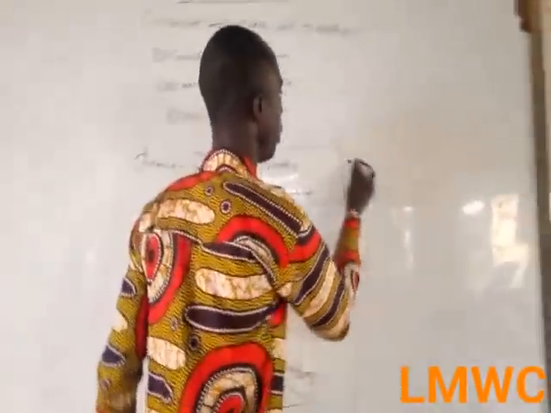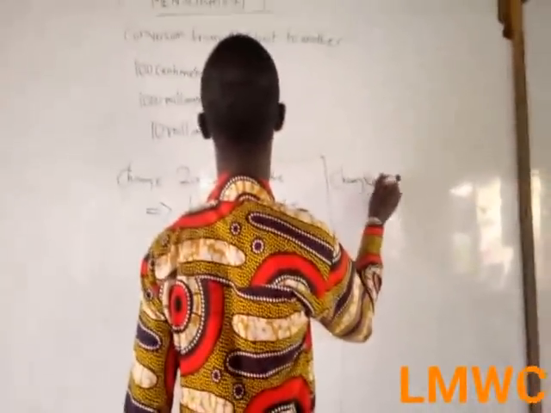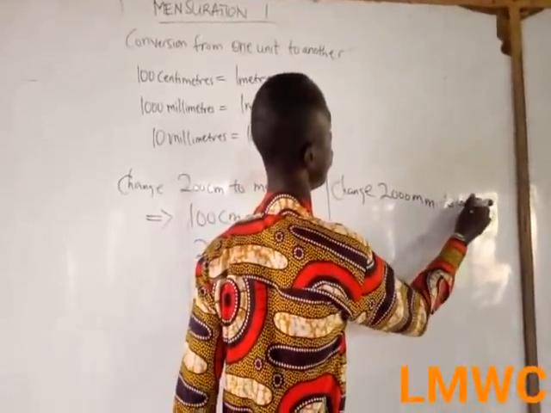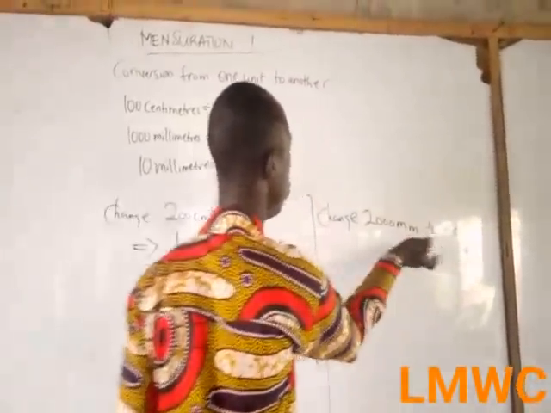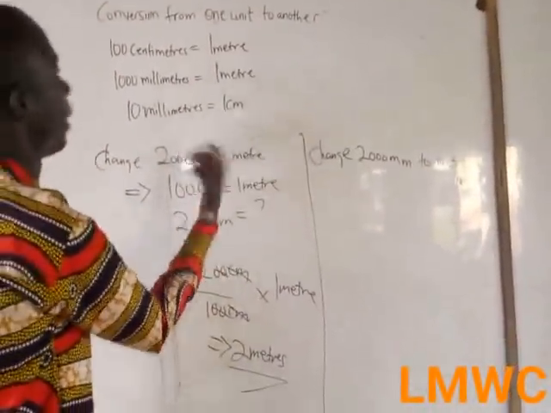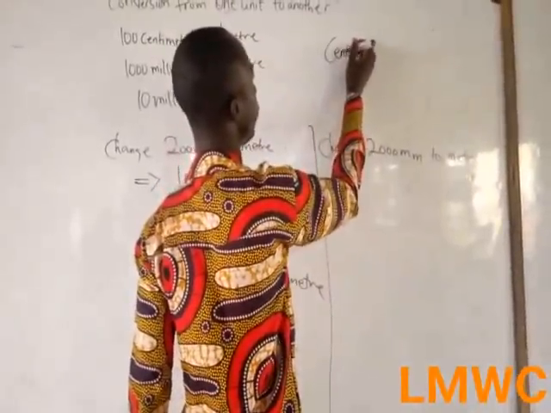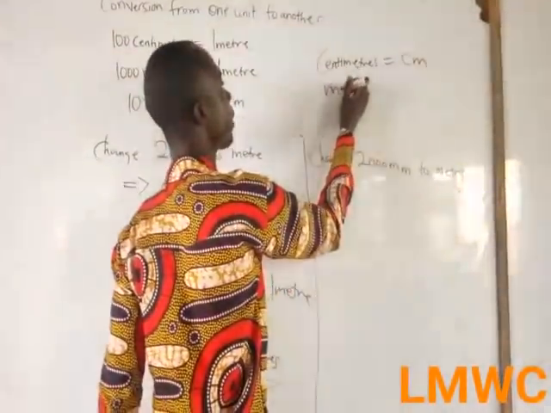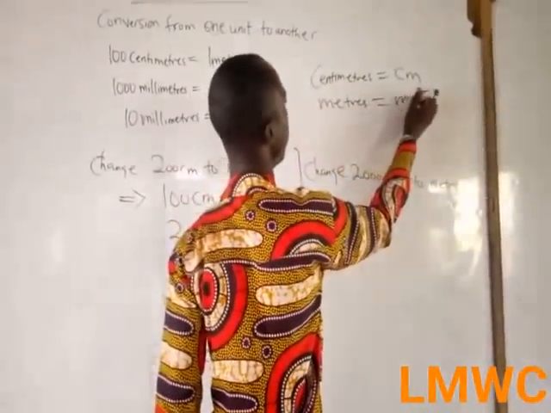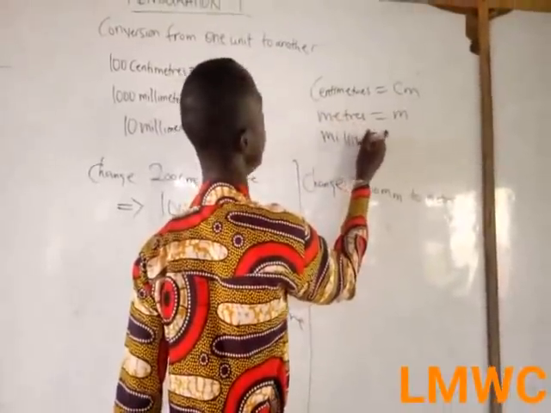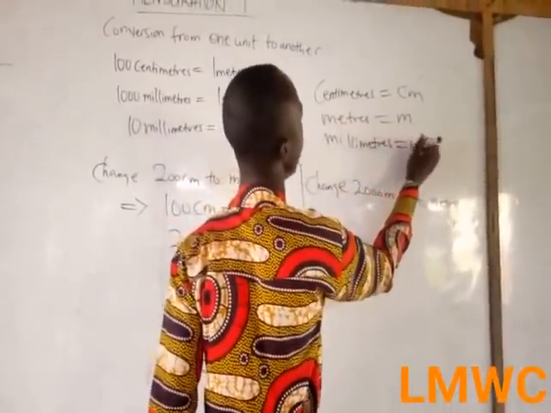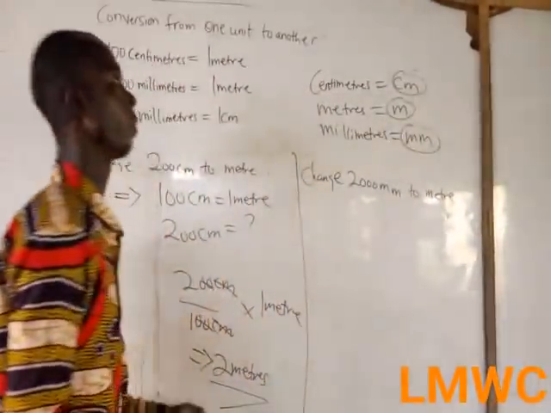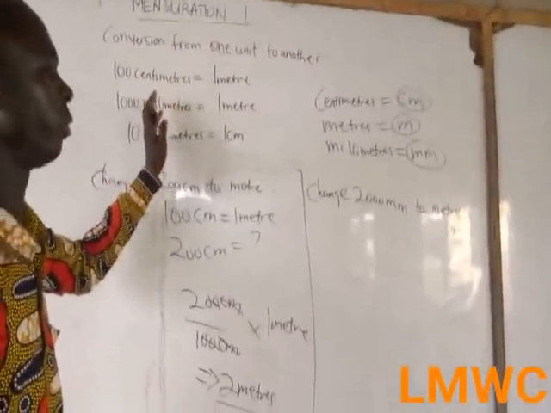Another example. Change 2000 millimeters to meter. And you should also know the abbreviations. The abbreviation for centimeters is cm. Meters is m. And millimeters is mm. So know these symbols or abbreviations for the name of the unit.